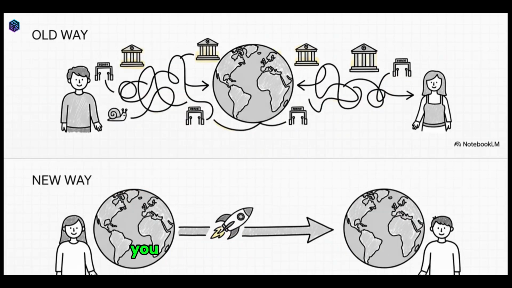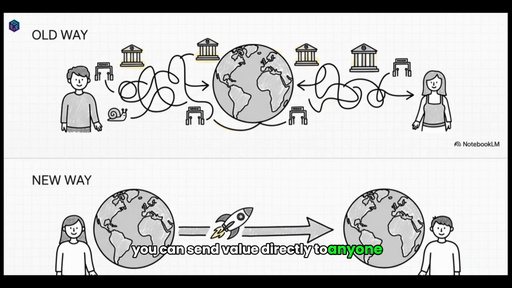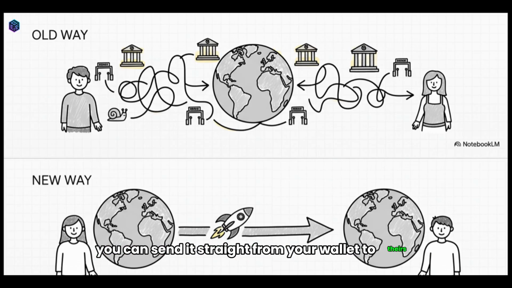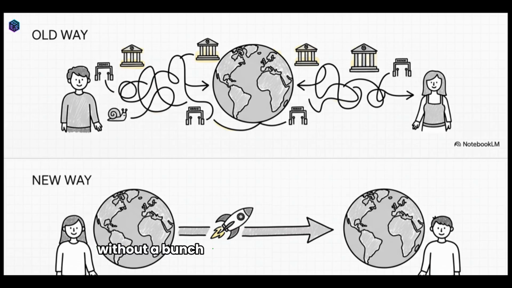And it also means you can send value directly to anyone, anywhere in the world. Think about sending money to a friend in another country. Right now, it's slow, it's expensive, it has to go through a bunch of banks. With crypto, you can send it straight from your wallet to theirs, almost instantly, without a bunch of middlemen taking a huge cut.